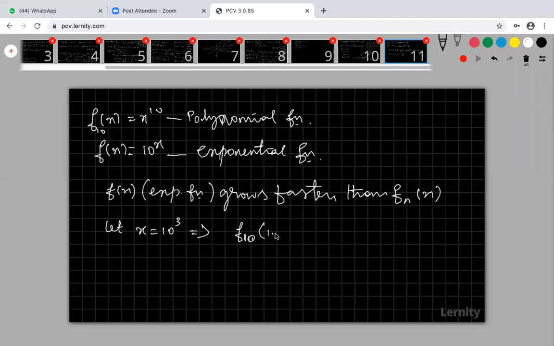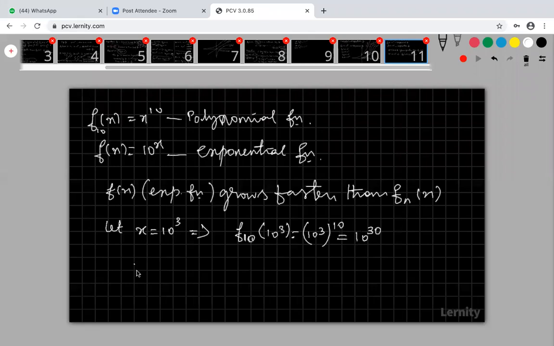So therefore this is 10 cube, f10 of 10 cube. What is my f10 of 10 cube? So this is my 10 cube power 10. What is 10 cube power 10? 10 power 3 into 10, that is 10 power 30.